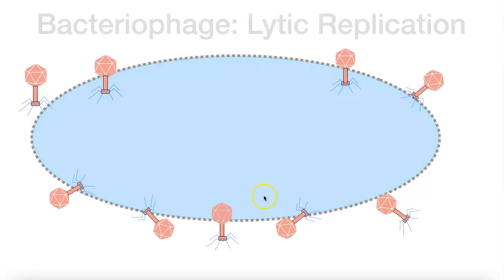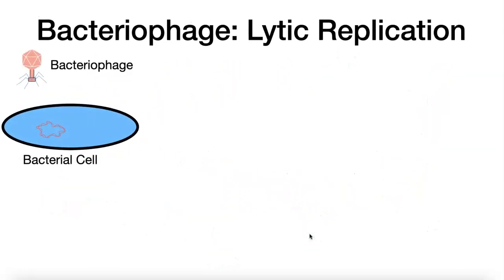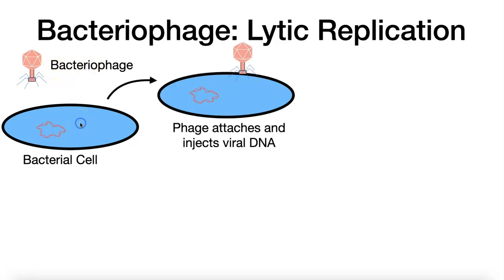Release occurs when the host cell lyses and all of those newly assembled viral particles, those newly assembled bacteriophage, are released. And so in summary, what we have is a virus called a bacteriophage that's going to infect a bacterial host cell. It does so by attaching and injecting its viral DNA.